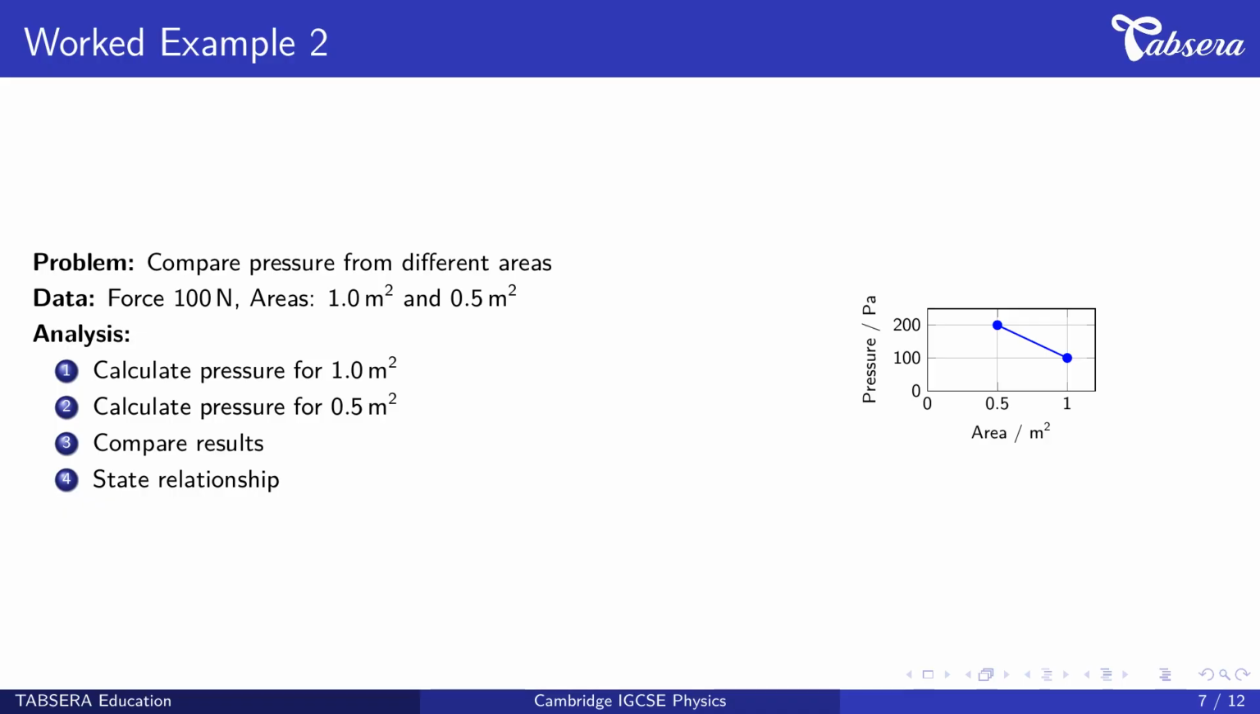Now we analyse. First, calculate pressure for 1.0 square metres. Using P equals F over A, we get P equals 100 divided by 1.0, which equals 100 pascals. Second, calculate pressure for 0.5 square metres. We get P equals 100 divided by 0.5, which equals 200 pascals. Third, compare results. The smaller area produces higher pressure.